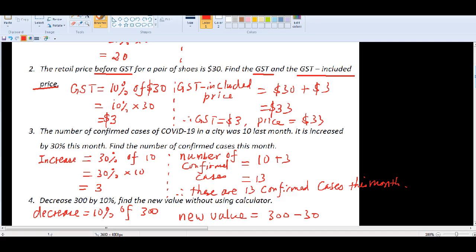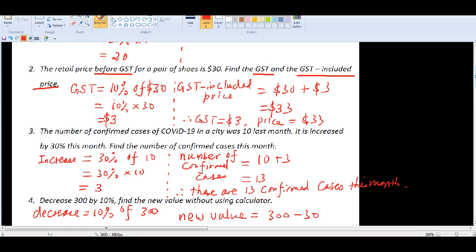The retail price before GST. Okay, so remember that GST is 10% of the pre-GST price. So that pre-GST price is $30. So it's 10% of that $30. So 10% of 30, that's $3. Okay, so GST included price will be 30 plus 3, so that's 33. And so GST will be $3. Price will be $33. Alright.